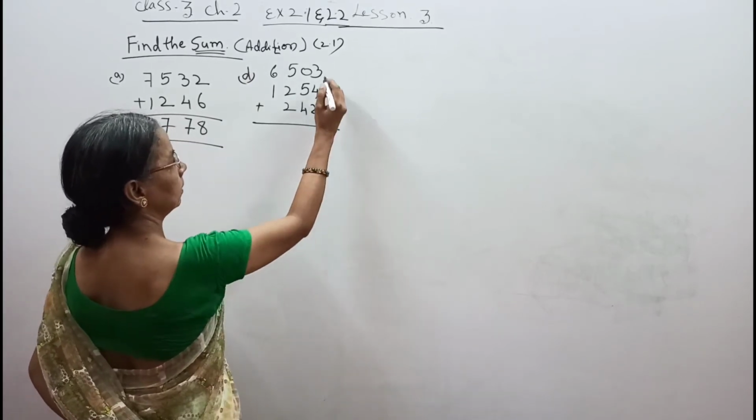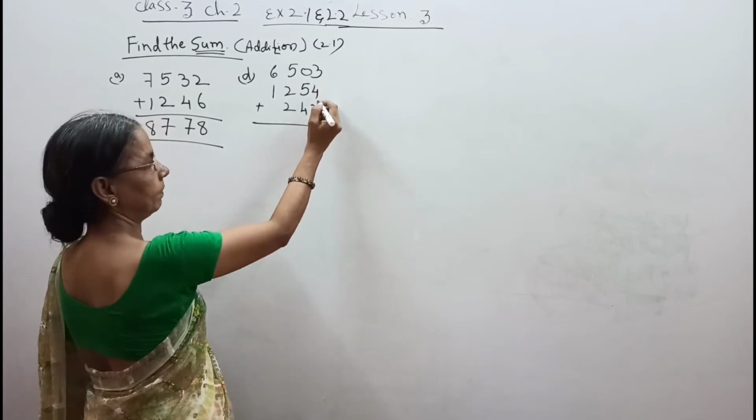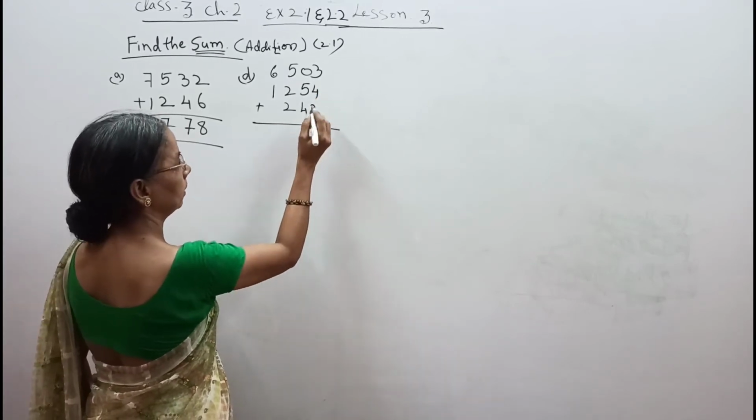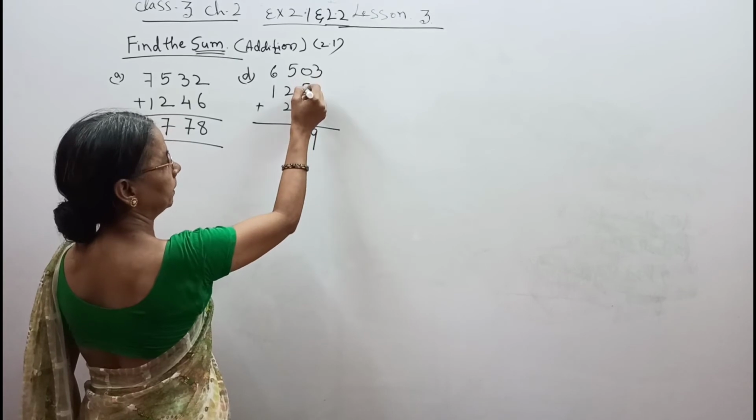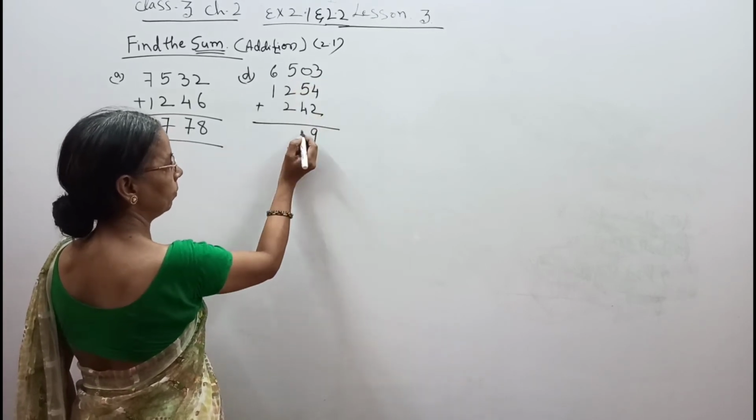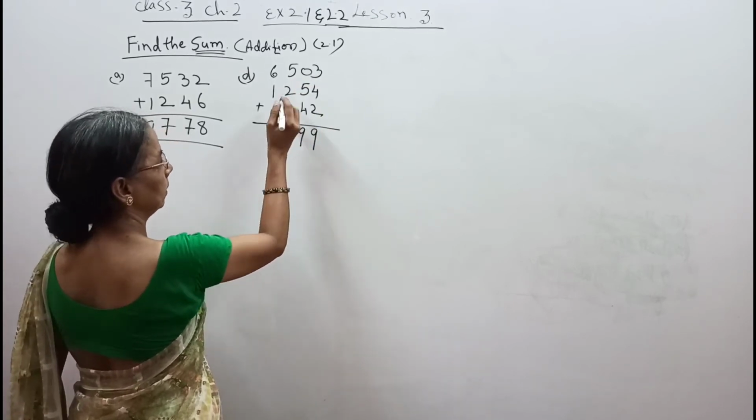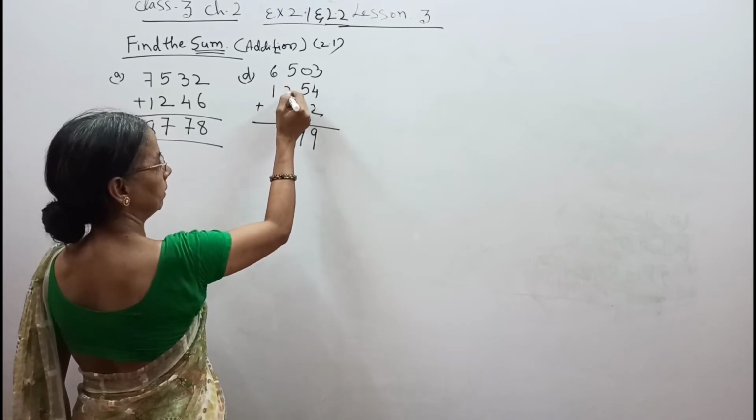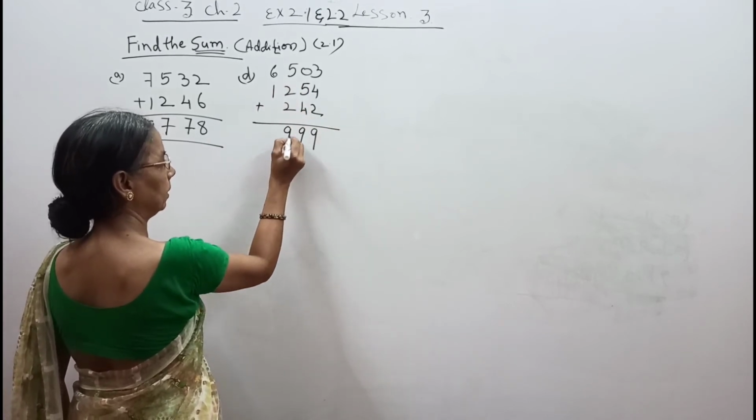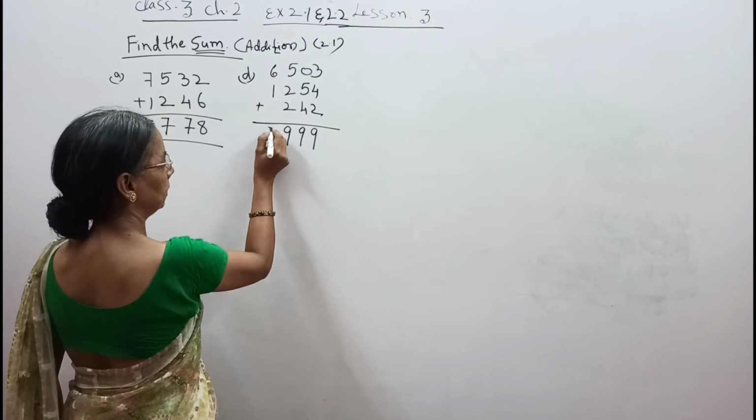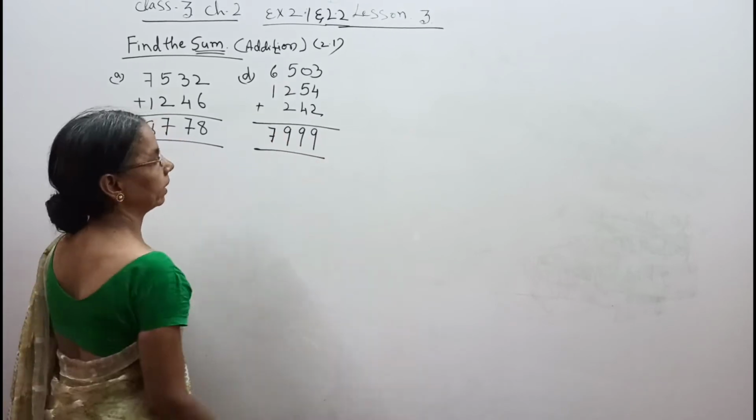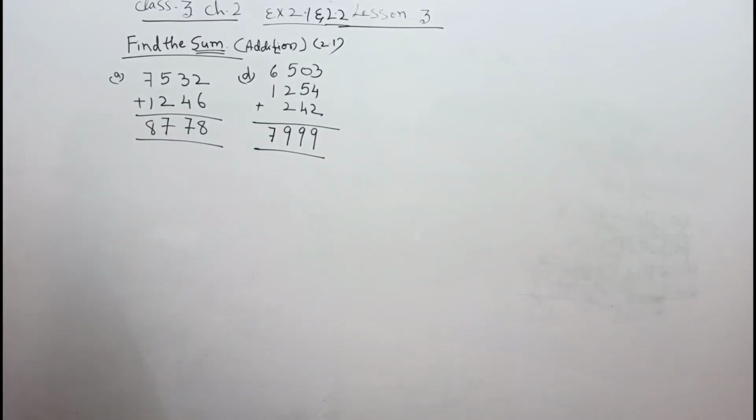That is 3 plus 4, 7, 7 plus 2, 9. Again 0 plus 5, 5, 5 plus 4, 9. Then 5 plus 2, 7, 7 plus 2, again it is 9. 6 plus 1 is 7. Like this, we can add whatever numbers are given in the question.